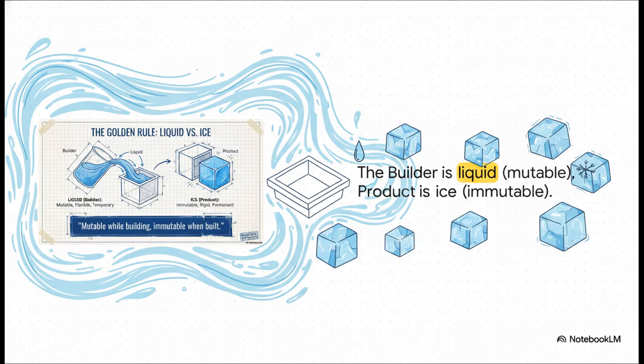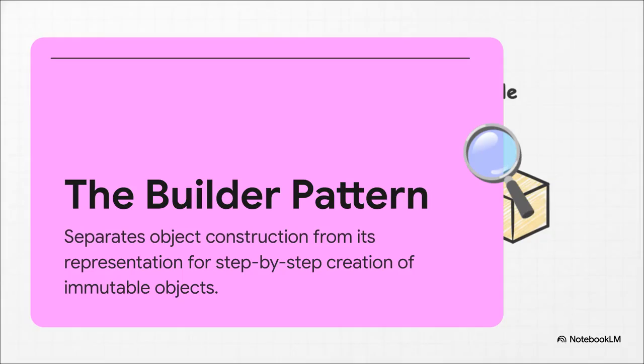And I love this analogy because it's just so perfect. You start with something flexible, something you can mold and change. That's your liquid builder. And you end up with something rock solid, permanent, and unchangeable, your ice, which is the final product. It's a beautiful state transformation. So what's the big idea here? It's that by using this helper, this separate builder object, we get to assemble everything safely behind the scenes. And then, bam! The final object is created all at once in a single atomic, guaranteed valid step.